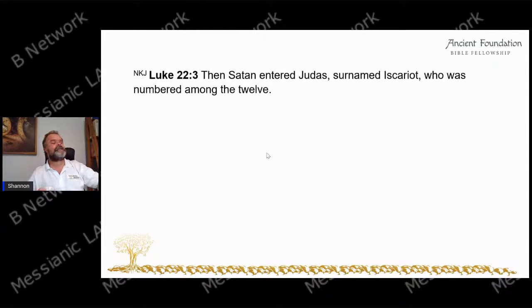You can see the English bias in this verse. They didn't have surnames. Food for thought. But anyway, Satan entered Judas. We're talking about how Satan can enter people. Satan entered Judas Iscariot, who was numbered among the 12.